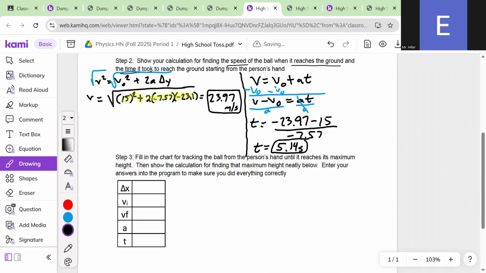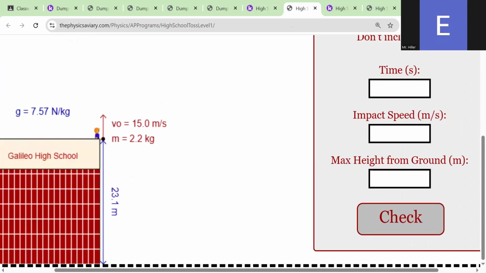Okay, so that's what I have for my first couple values. So I've got 23.97. I've got 5.15.